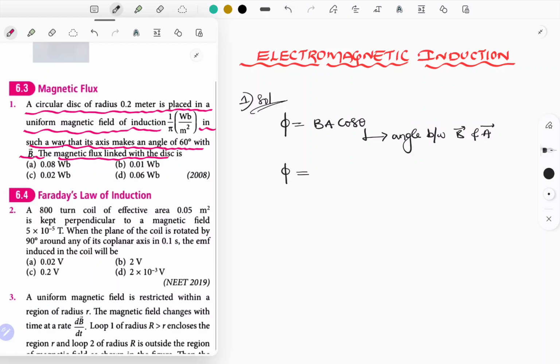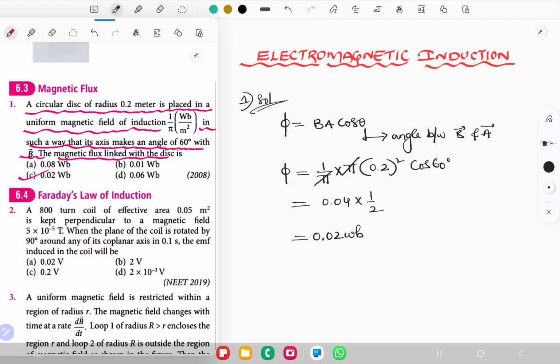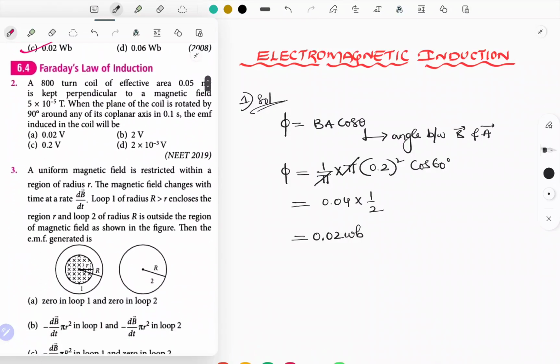Flux is equal to B, which is 1 by pi, area is pi r square, r value is 0.2 square, into cos theta. Theta is 60 degrees, cos 60 is 1 by 2, pi will get cancelled, 0.2 square is 0.04 into 1 by 2, which is equal to 0.02 Weber. Which option? Option C is correct. So let's move on to the next question.